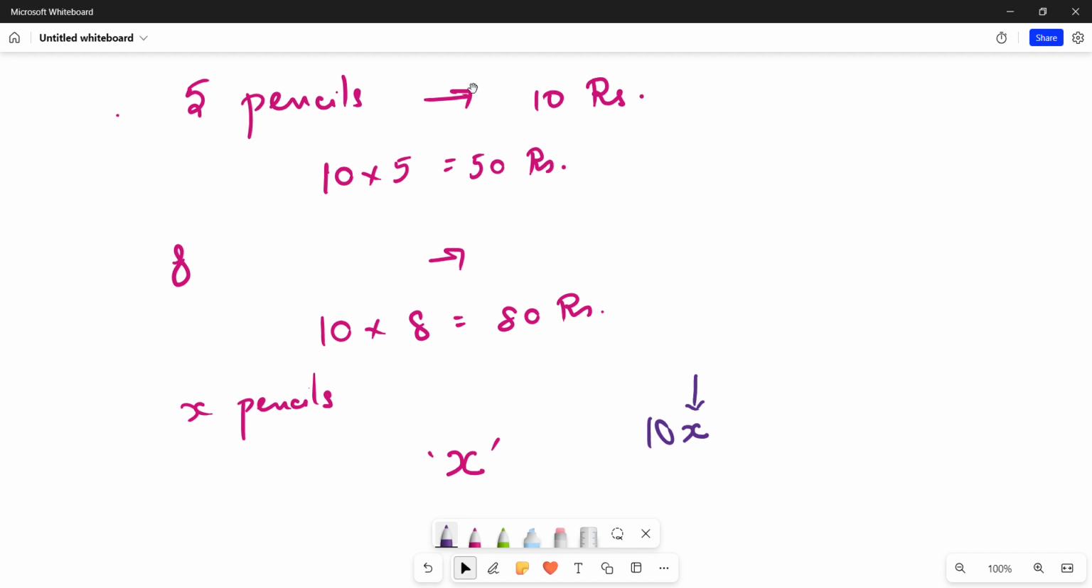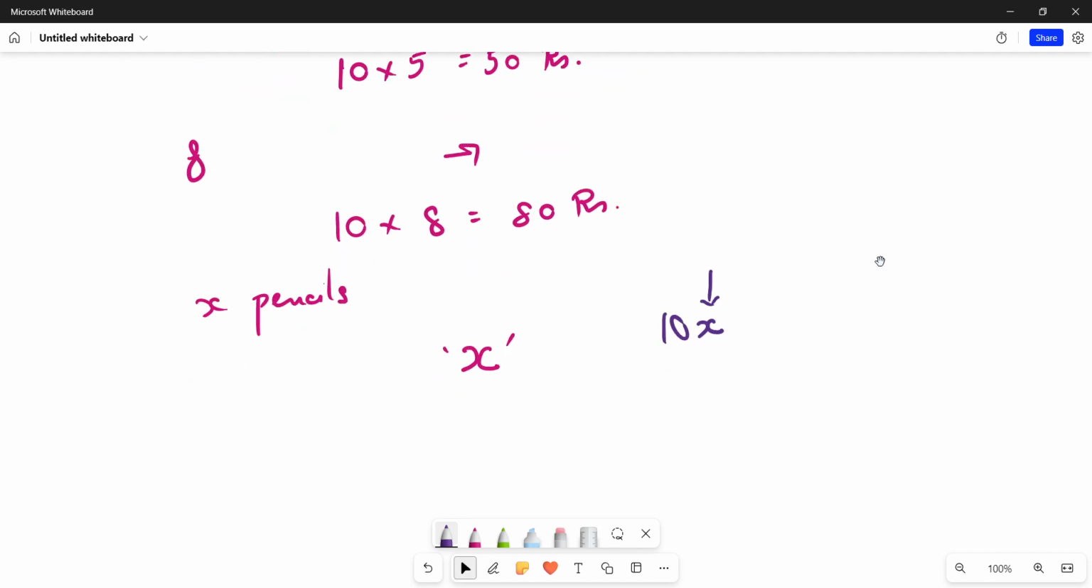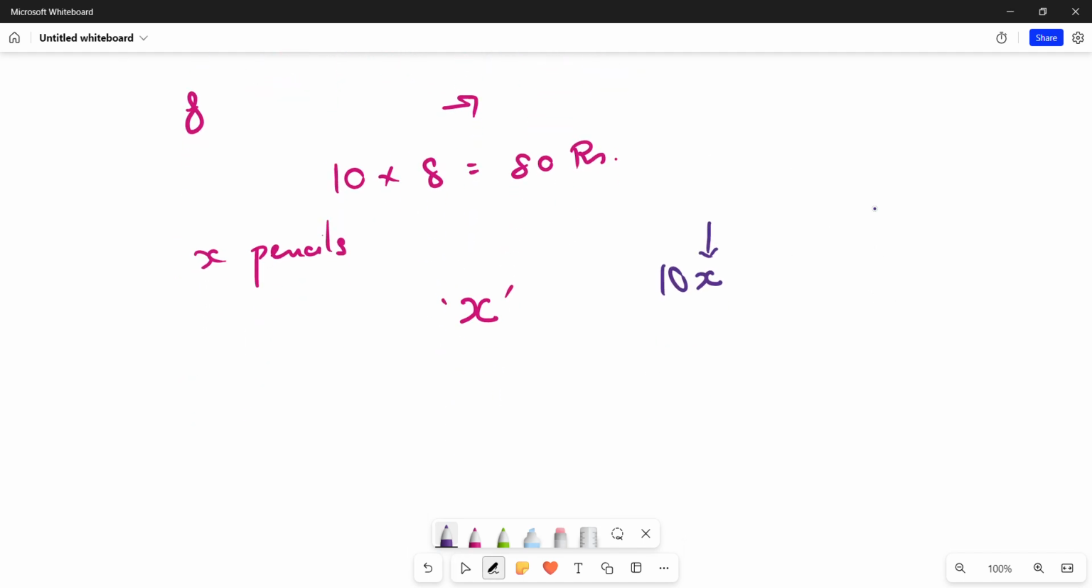So, now we have arrived at an algebraic expression for the cost incurred if you buy X pencils, which is 10X, right? This is what we call an algebraic expression. You can substitute any value for X here and arrive at the cost which is incurred to the person.